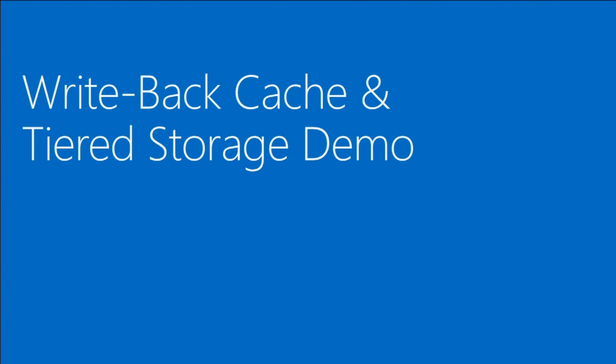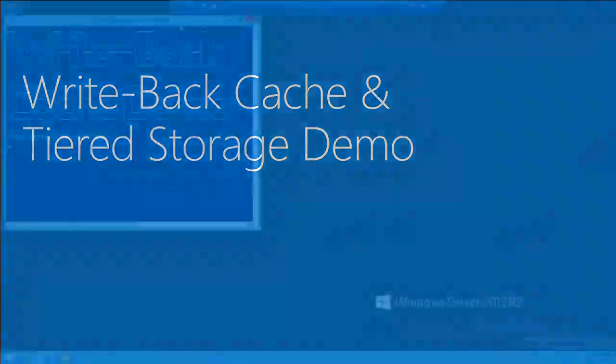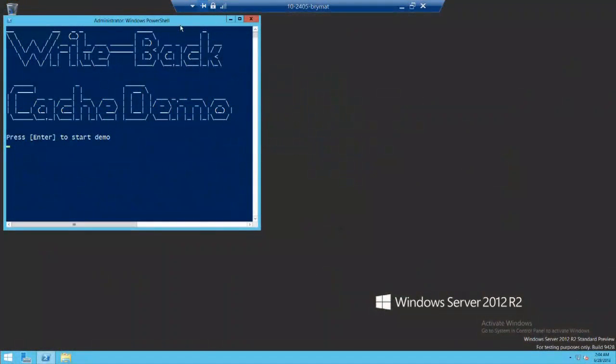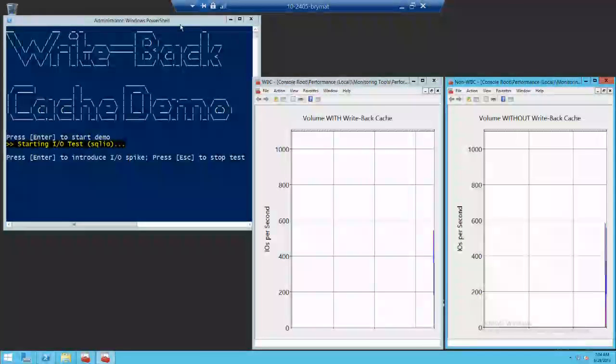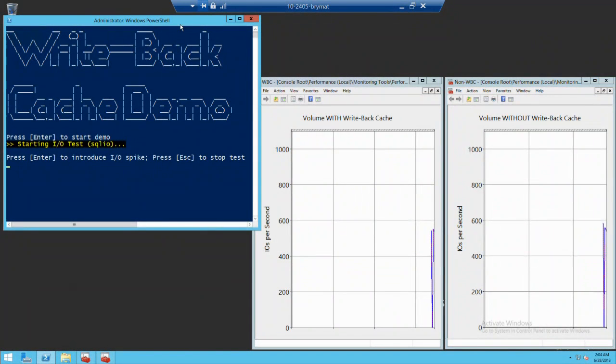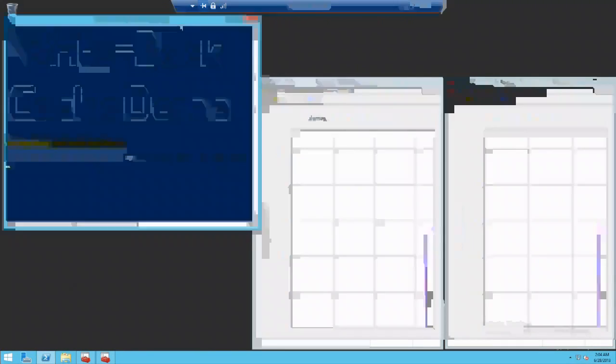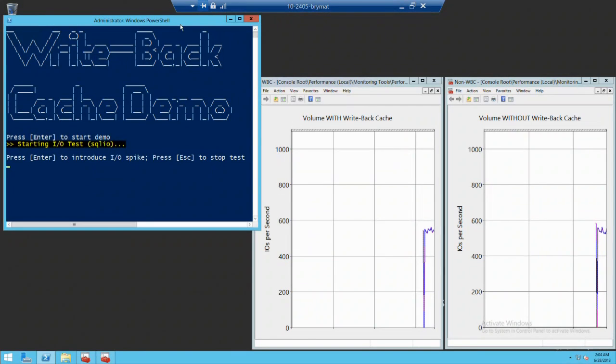Let's show a little demo of tiering and the write-back cache. Switch over to my laptop here. I have two perfmon windows, and I have two volumes and two workloads. One volume is with a write-back cache, one volume is without a write-back cache. I have identical workloads. It's SQL I/O. It's doing I/O to both volumes. It's delivering me about 550 IOs per second.